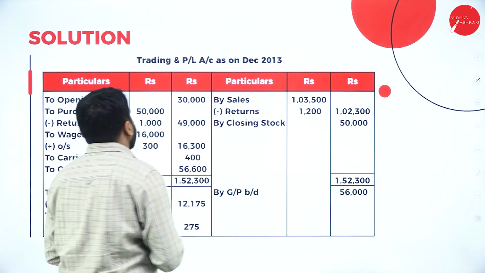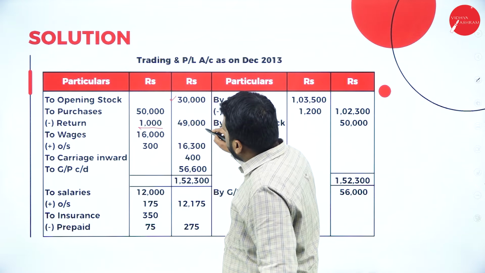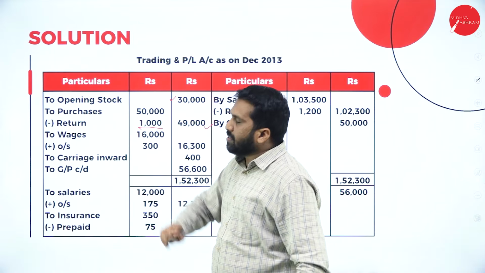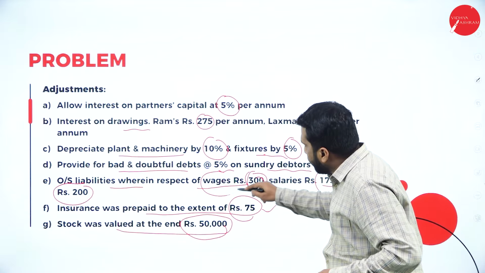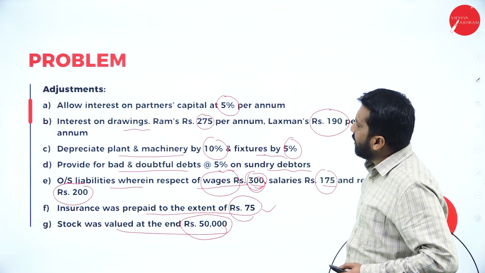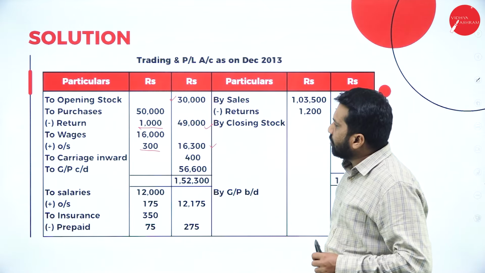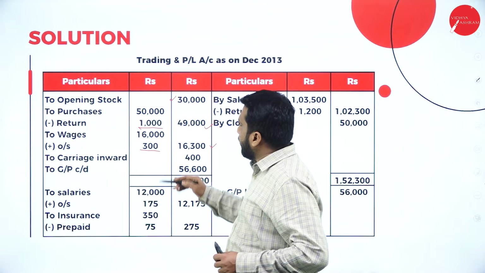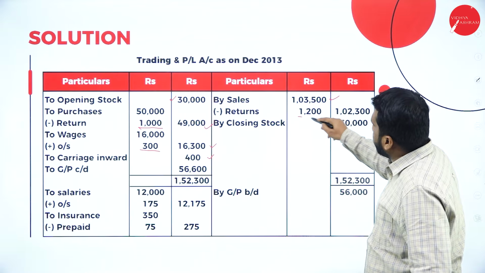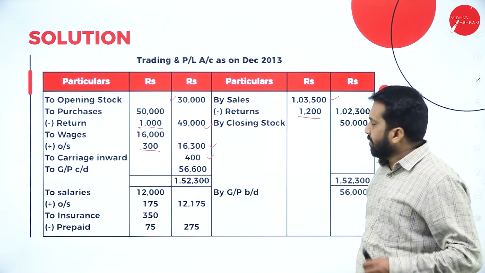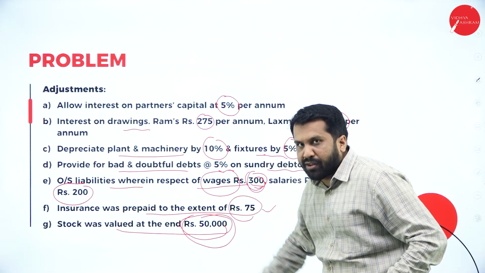Now we go with the answer. Opening stock we considered, purchase minus return, your net purchase, wages plus outstanding. I'll show you the working note. Outstanding liability was in respect of wages. How much? 300, they have added. 16,000 plus 300, you will get 16,300. Next, gross profit will come later. Carriage inward is 400. On this side, your sales minus return, 1 lakh 2 thousand 300. Next, your closing stock, it is also given in adjustment, 50,000.